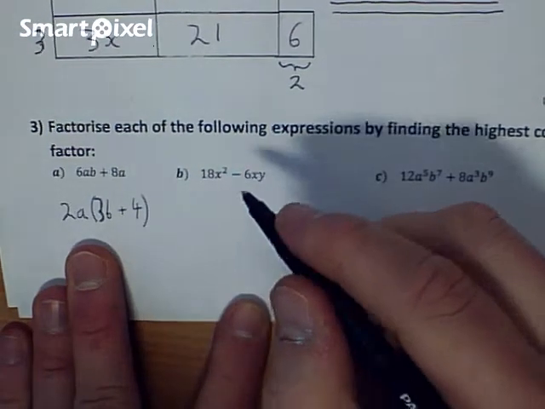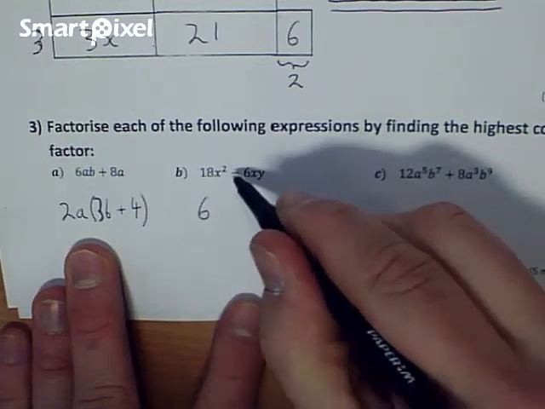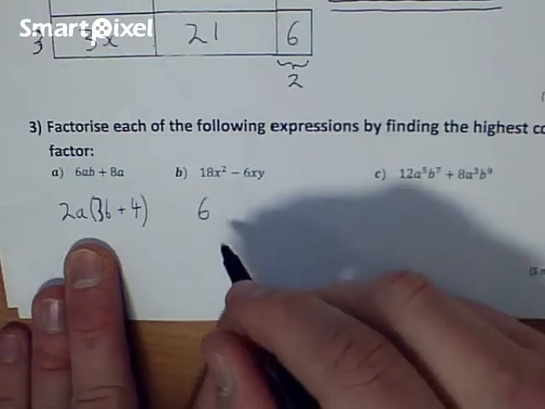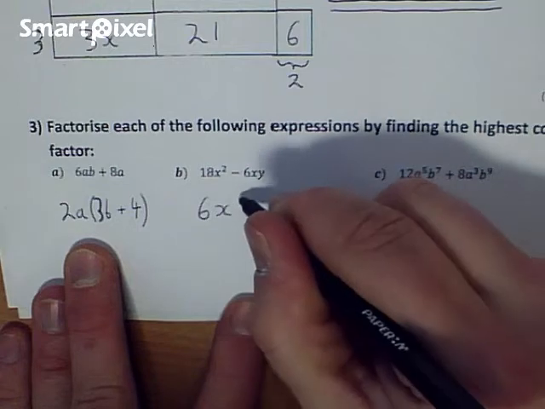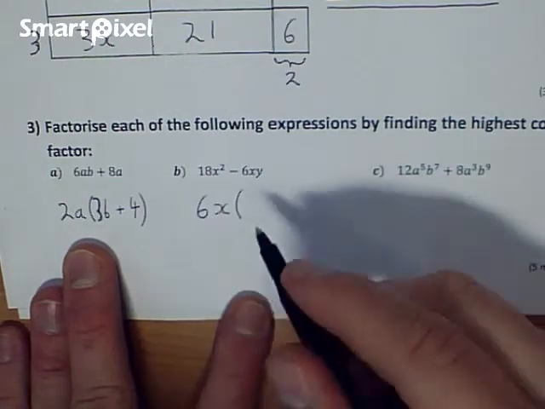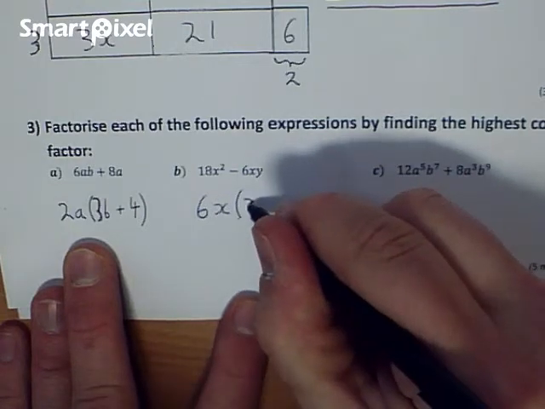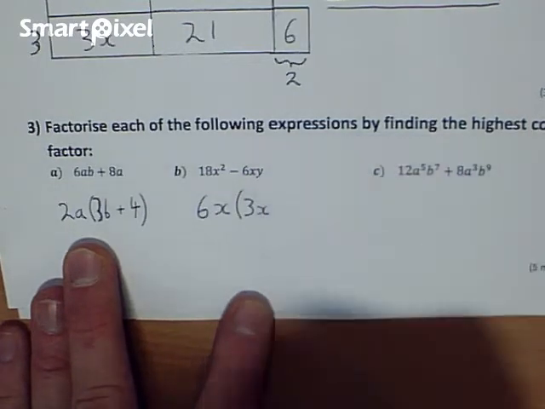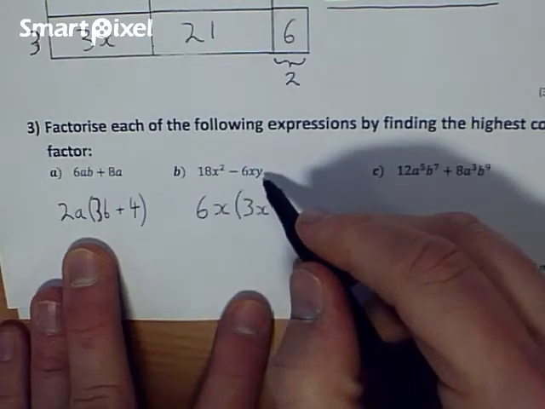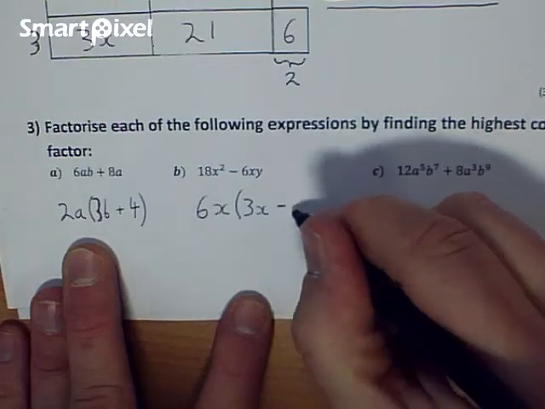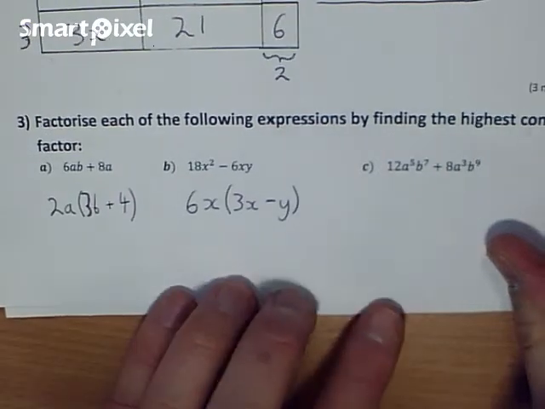Question B, 18x squared minus 6xy. Well, I can see that 6 goes into both 18 and 6, and it's the highest number that does. And I can see that they both have an x in them, so I'm going to put 6x outside the brackets. Now, what do I have to multiply 6x by to get each term? In this case, I need to multiply it by 3x to get my 18x squared, and then take away, 6x times what gives me 6xy? Well, just take away y. 6x times 3x minus y.